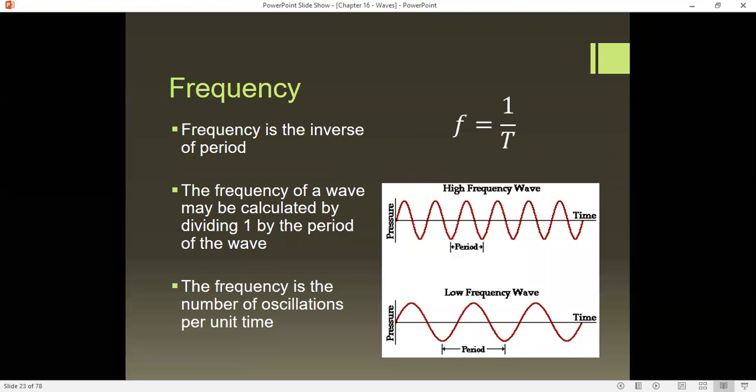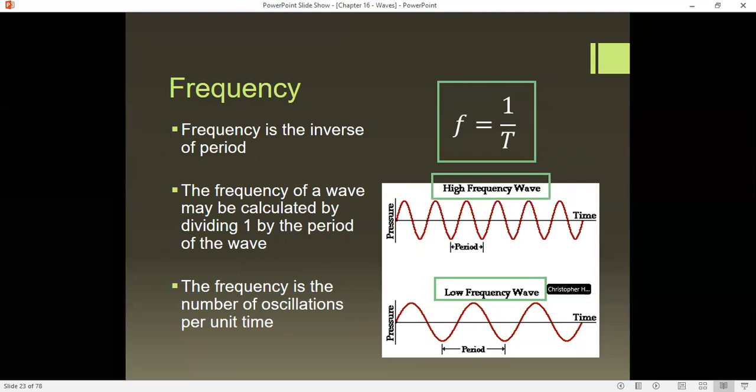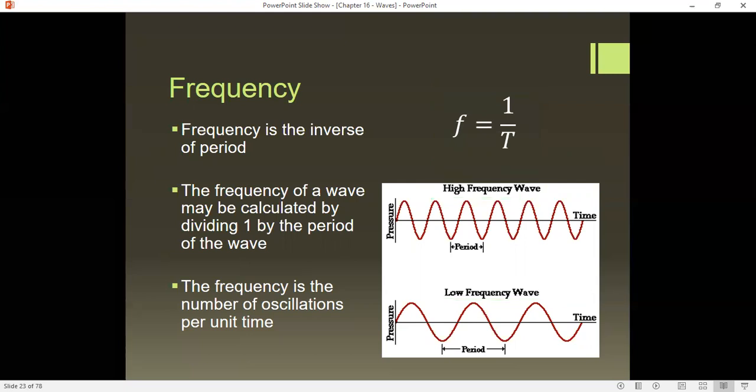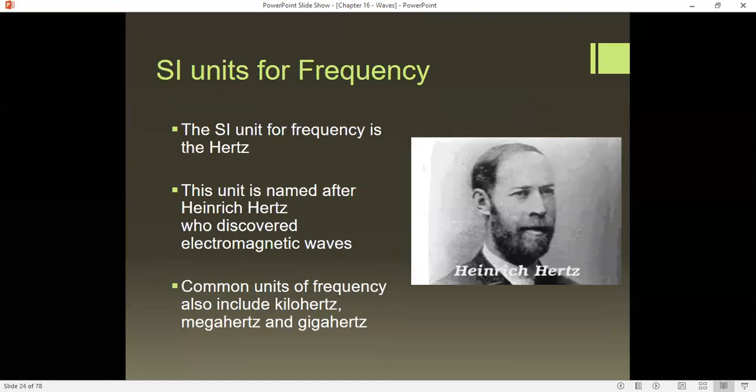Now, frequency is inversely proportional to period. We've seen that already. The longer the period becomes, the lower the frequency. So here's a high frequency wave. We can see that the period is very, very short. Here's a low frequency wave. We can see that the period gets longer and longer. And again, this is just a simple inverse relationship that we talked about when we talked about oscillators. So frequency and period are the inverses of one another. Frequency is measured in hertz.